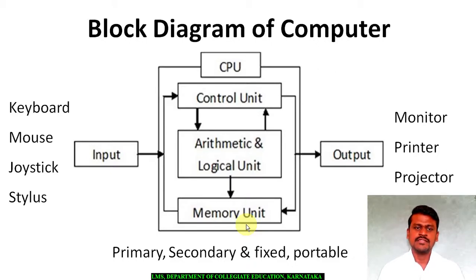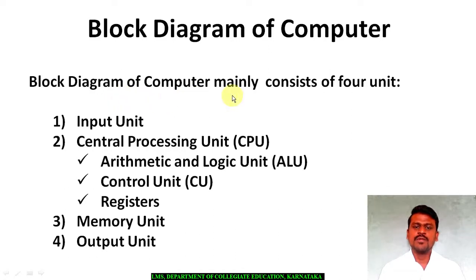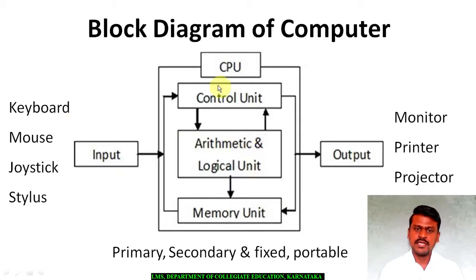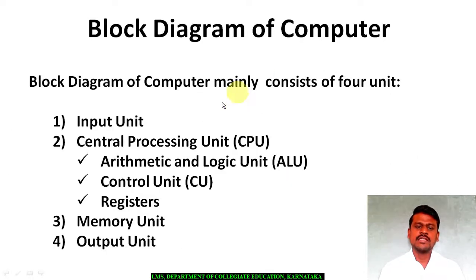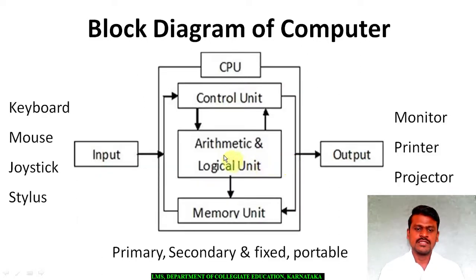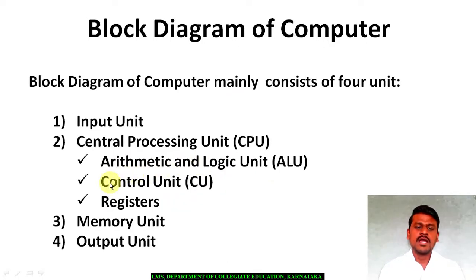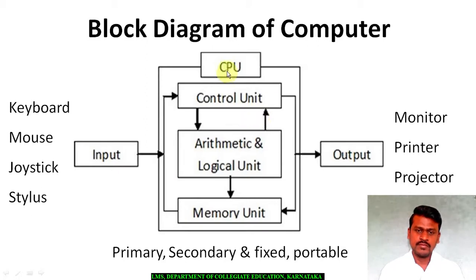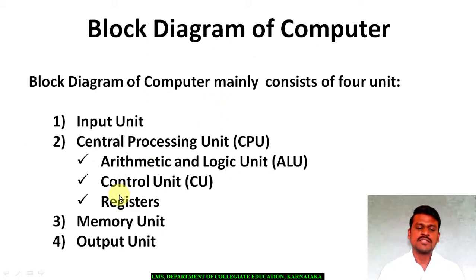Let's move on to the next slide. The block diagram of a computer mainly consists of 4 units. The first one is the input unit, the second one is the central processing unit, that is the CPU. The CPU is again divided into 3 parts: the arithmetic and logical unit, the control unit within the CPU, and the register unit also available within the computer. Next is the memory unit, followed by the output unit.